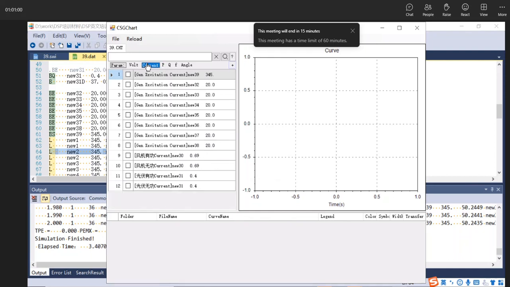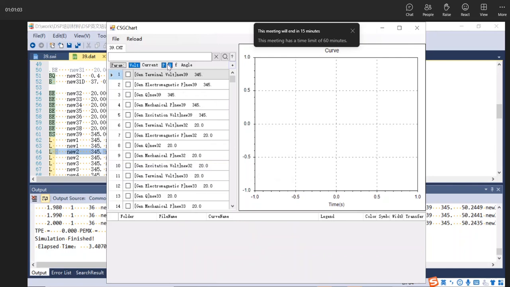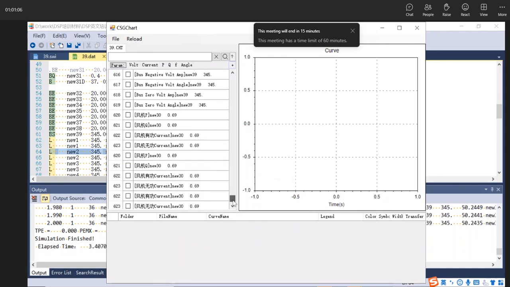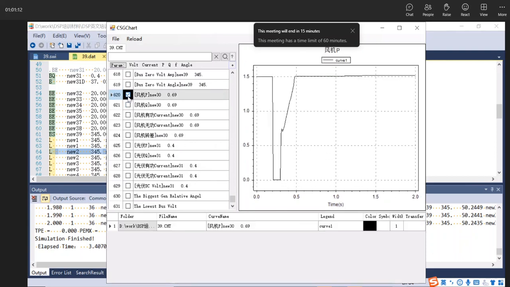You can see the voltage, current, active and reactive power, and so on. For example, we see the active power output by the DFIG. The curve is like this. At this time, the fault occurs and the active power drops to 0. After that, it has two stages of restoration, gets back to normal, and the system is stable after the fault disappears.